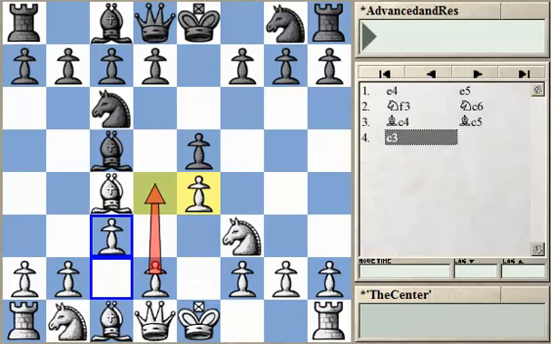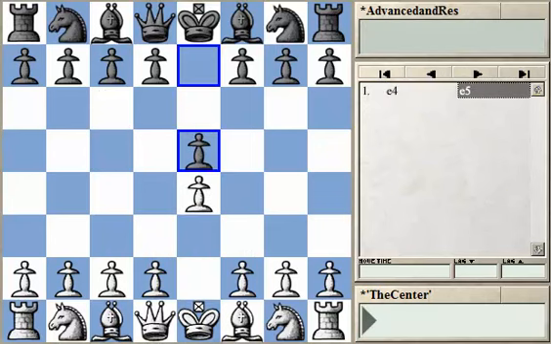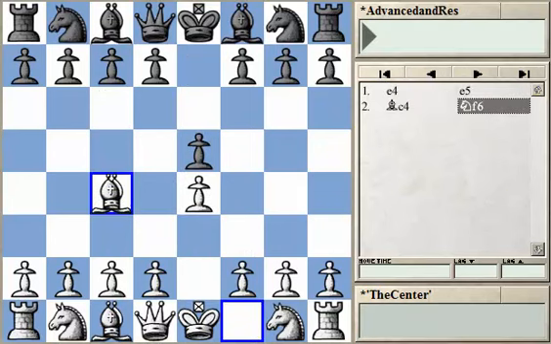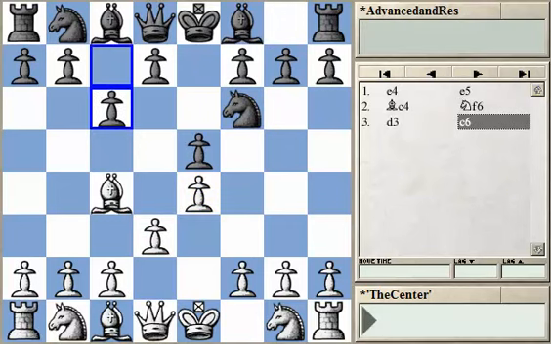So maybe one more idea would be for black. White plays the bishop's opening, black counterattacks on e4, white defends it, and black plays this move. And he's going to play this move next and establish an ideal center. So that's one way of playing.